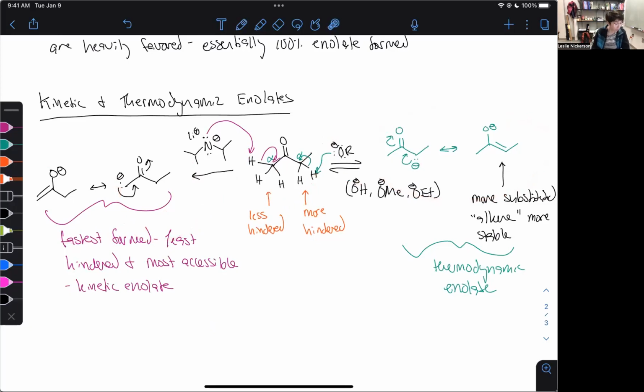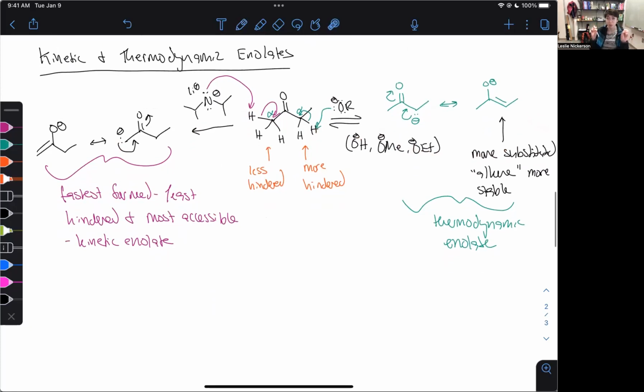So that's what we're looking at for kinetic and thermodynamic. We're looking at more substituted, less substituted. It's not going to come up a ton, but it is important for us to think about what's the fastest enolate to form versus what's going to be the most stable enolate to form.